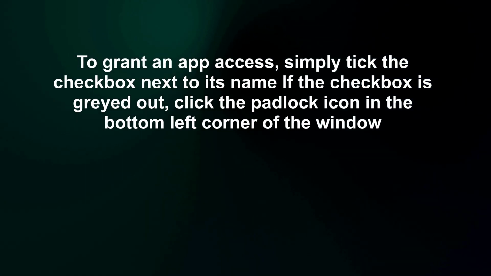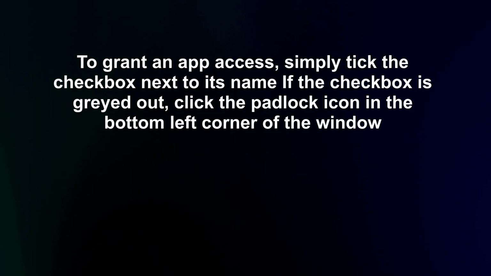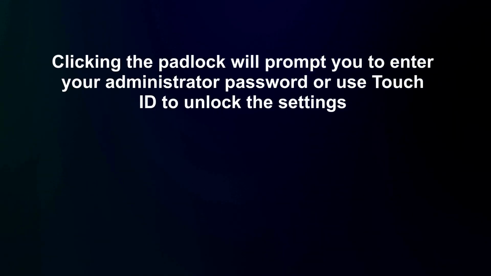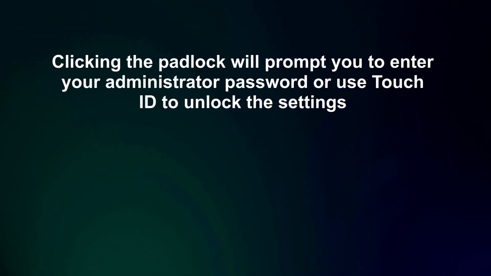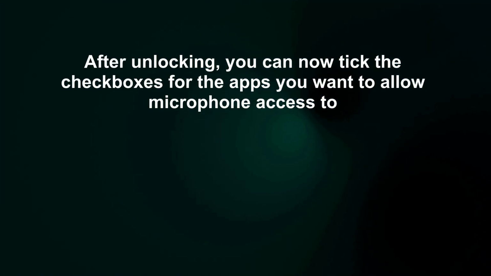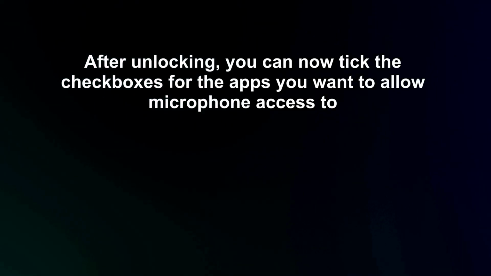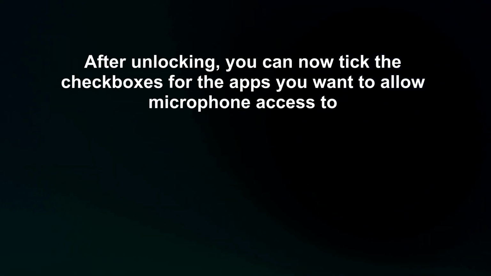If the checkbox is grayed out, click the padlock icon in the bottom left corner of the window. Clicking the padlock will prompt you to enter your administrator password or use Touch ID to unlock the settings. After unlocking, you can now tick the checkboxes for the apps you want to allow microphone access to.